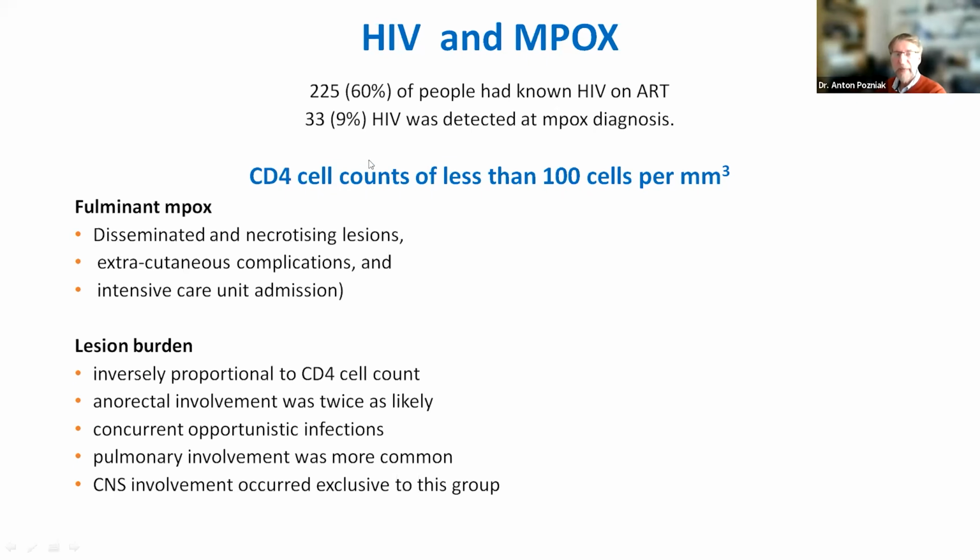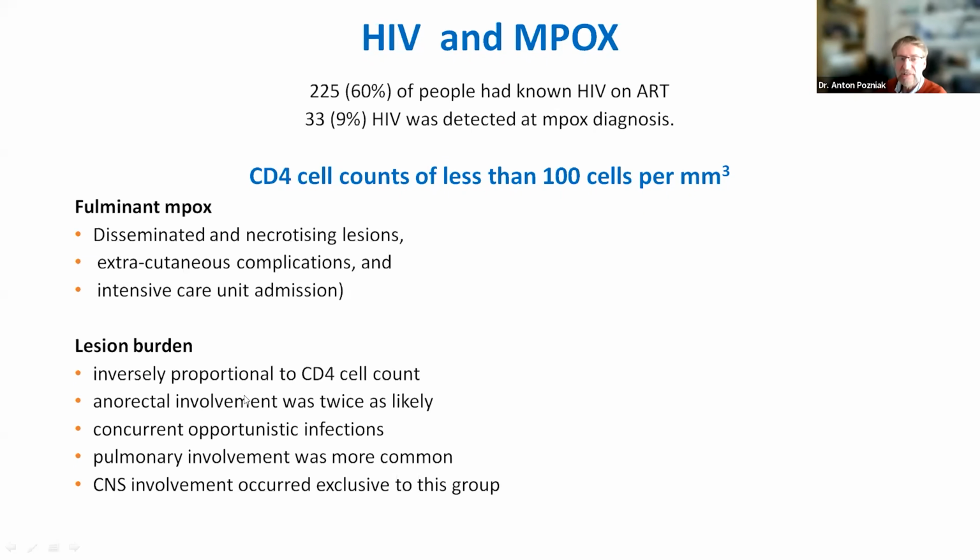Now let's have a look at those patients who have a CD4 count of less than 100. First of all, they get more fulminant monkeypox. And when I was in Brazil, I saw some cases of this there. They're usually patients who are viremic, who've got a very low CD4, less than 100. They have disseminated necrotic lesions. They have extracutaneous complications like encephalitis, pneumonitis, and they get more intensive care unit admissions. The lesion burden: the lower the CD4, the more lesions they have.